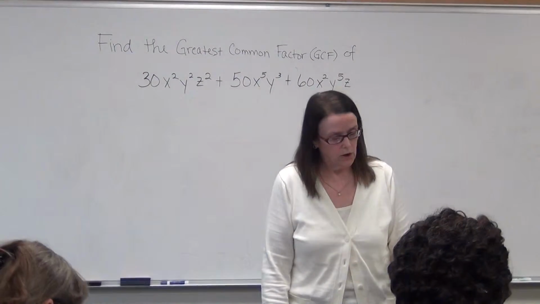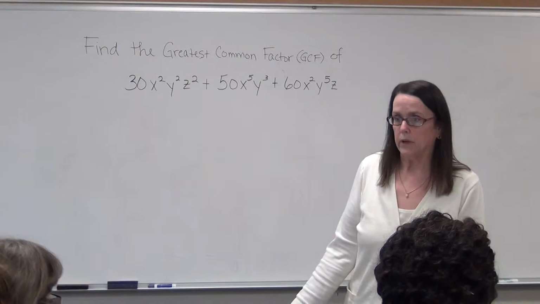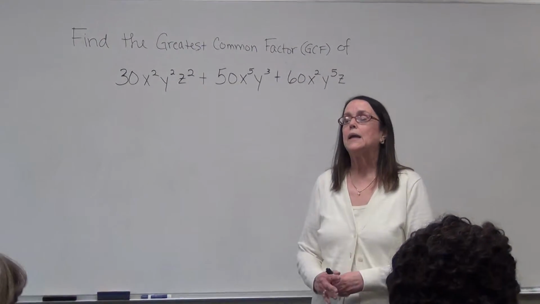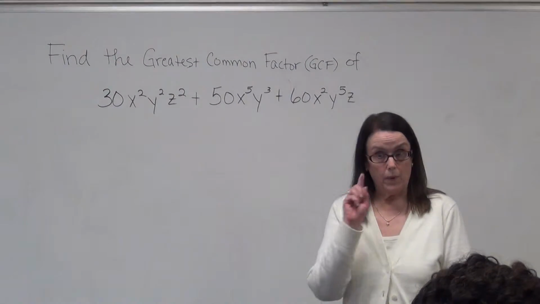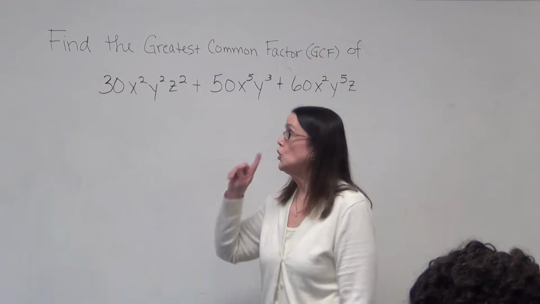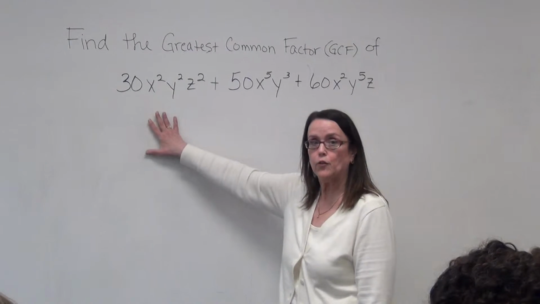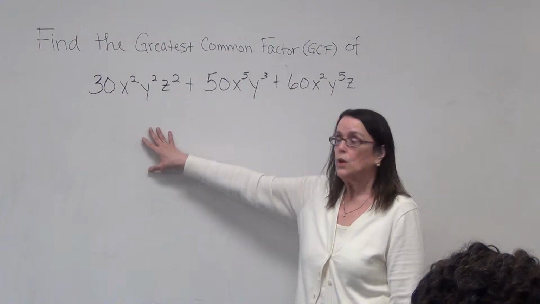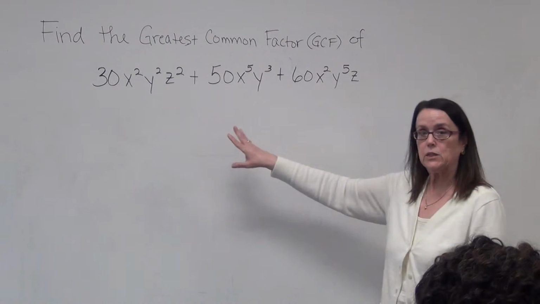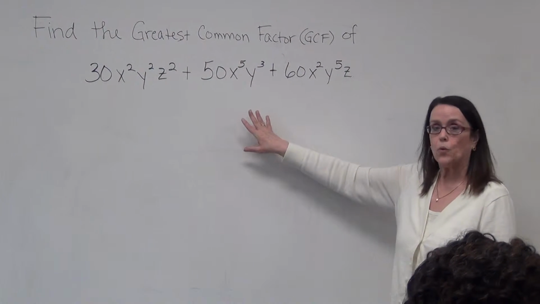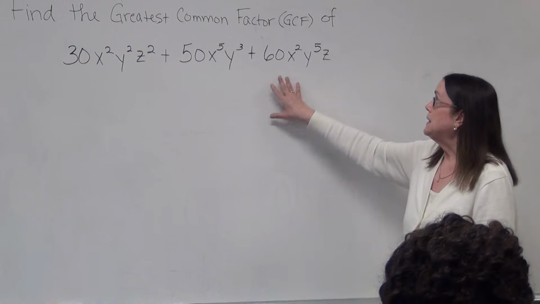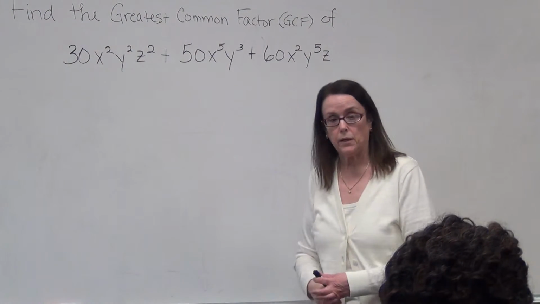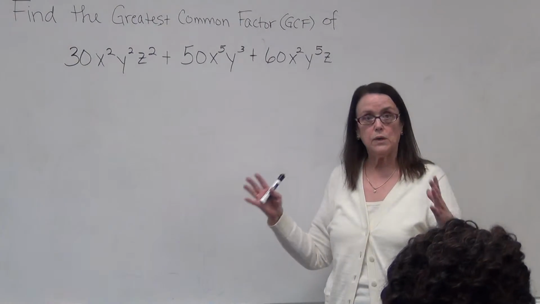All right, so let's get started. What is the greatest common factor of a polynomial? The greatest common factor of a polynomial is a monomial, a one term, the largest one term that divides evenly into every term in the polynomial. So I have this example up on the board. 30x squared y squared z squared plus 50x to the 5th y to the 3rd plus 60x squared y to the 5th z. So 3 terms in my polynomial. We're going to break it down into 2 steps.